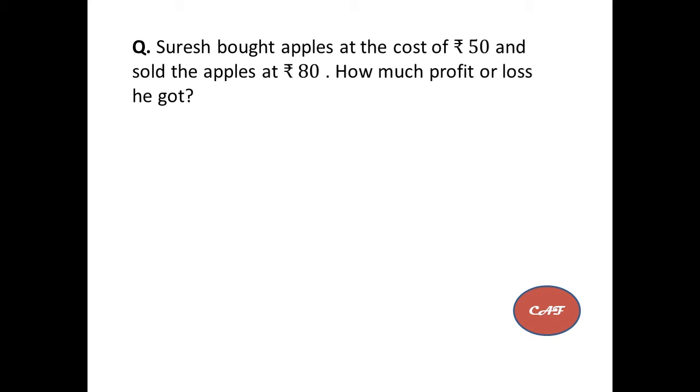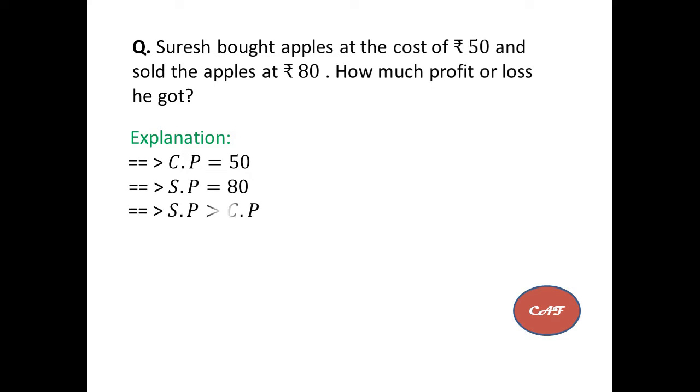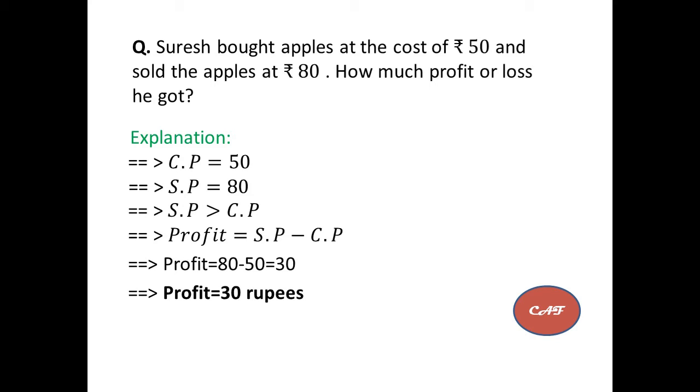Okay, first of all we will take the values. So CP is equal to 50. Selling price is equal to 80. We will compare now. If we compare these two, here selling price is more than CP. So definitely he will get profit because he sold at 80 rupees. Then we know the formula: profit is equal to SP minus CP. If you substitute these values in this equation, 80 minus 50 is equal to 30. So he got 30 rupees as profit.